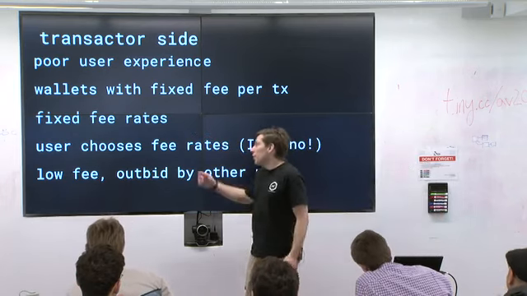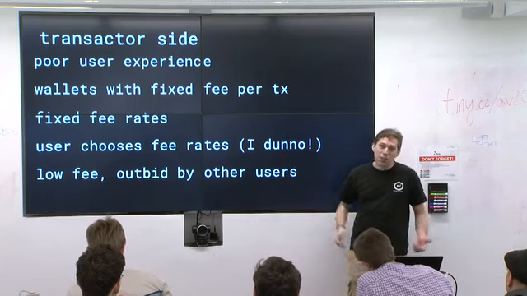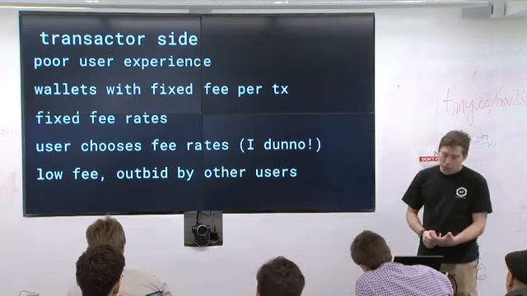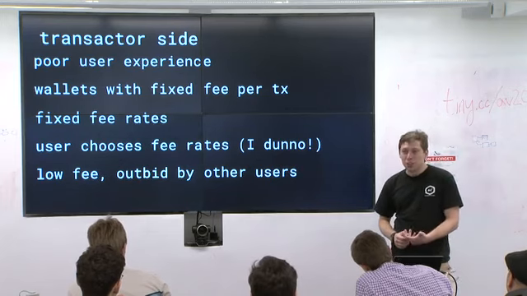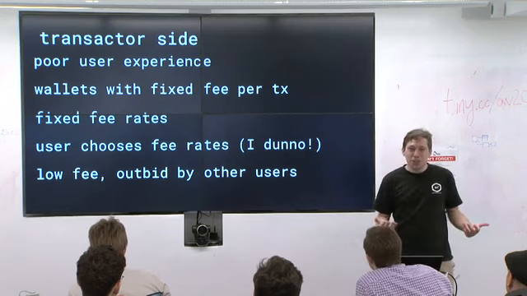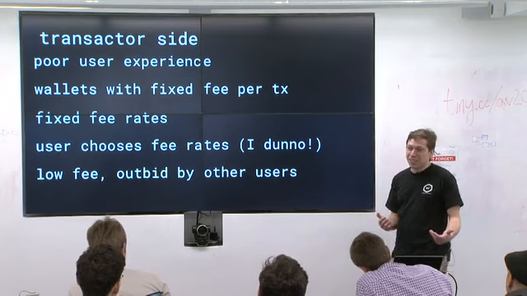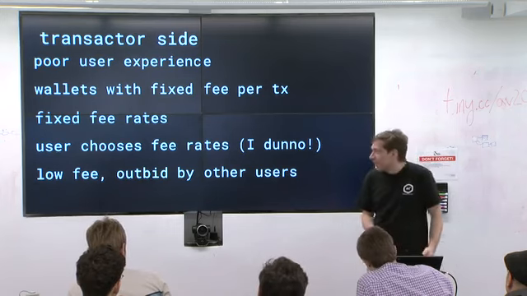That's also really suboptimal. Once the fee market starts changing and people start paying more, this wallet software will not work. Or you can have the user choose the fee rate, which seems great, but users are like, I don't know. You're using Bitcoin. What fee rate do you want? 10 Satoshis per byte, 20, 40, 70? What's a Satoshi? What's a byte? This is not a great problem to hand off to the user.